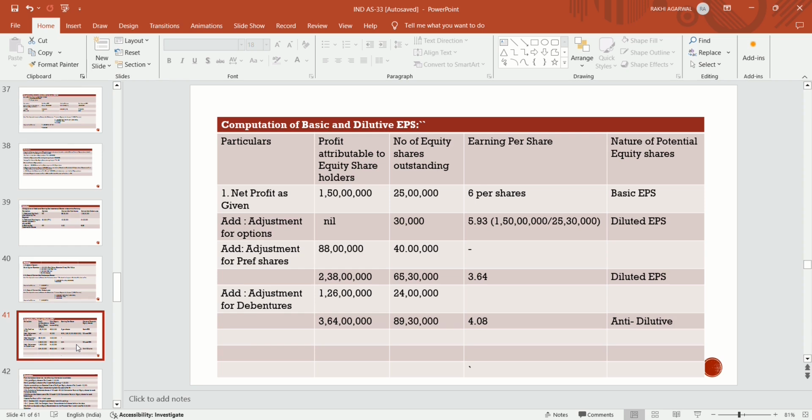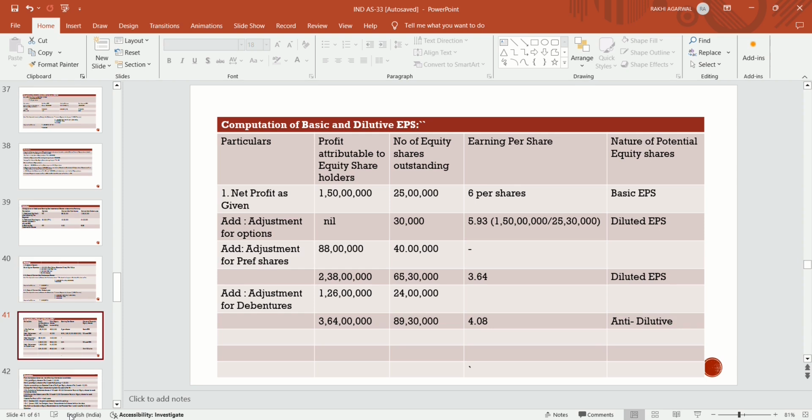Now we have to give the adjustment for debenture. The incremental earning is 1 crore 26 lakhs in case of debenture, and 24 lakhs is the additional number of shares in case of debenture. Now the total: 1 crore 50 lakhs is for the basic calculation, for option it is nil, the adjustment for preference shares is 88 lakhs, and the adjustment for debenture is 1 crore 26 lakhs.